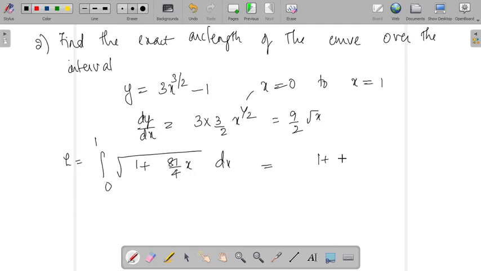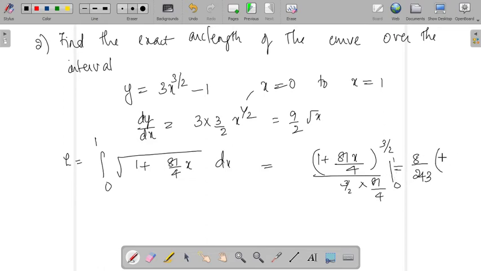So upon integrating, you will get (1 plus 81x by 4) whole raised to 3 by 2 by 3 by 2 into 81 by 4. So that will be equal to 8 by 243. So applying the limits from 0 to 1, you will get 85 by 4. So that will be 85 into 2 by 243. So find out that final value. So that is how we obtain the arc length.